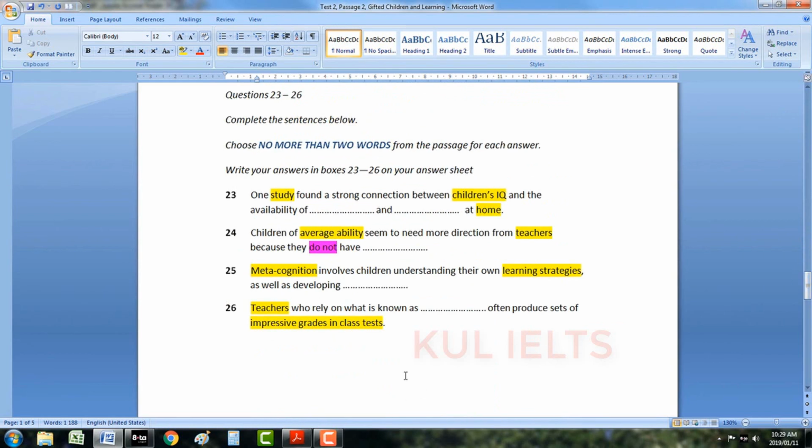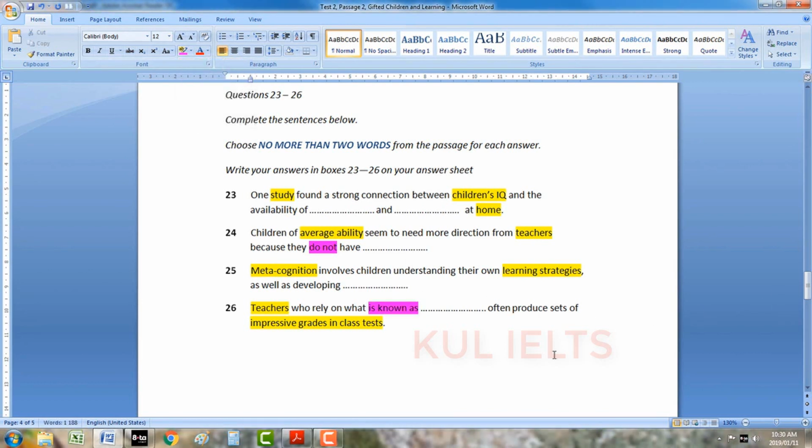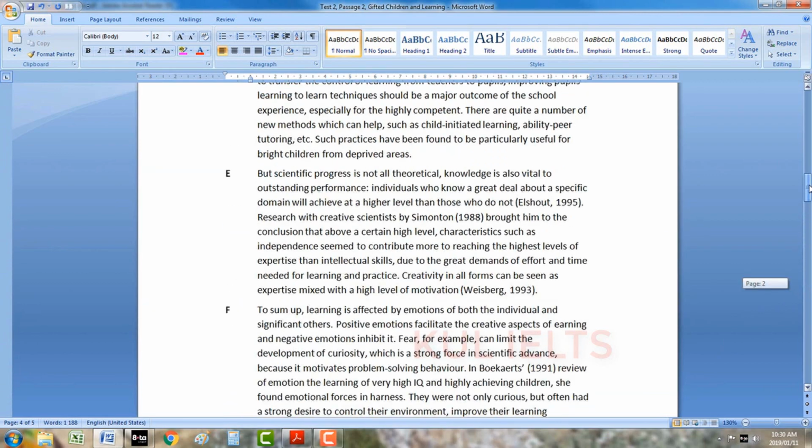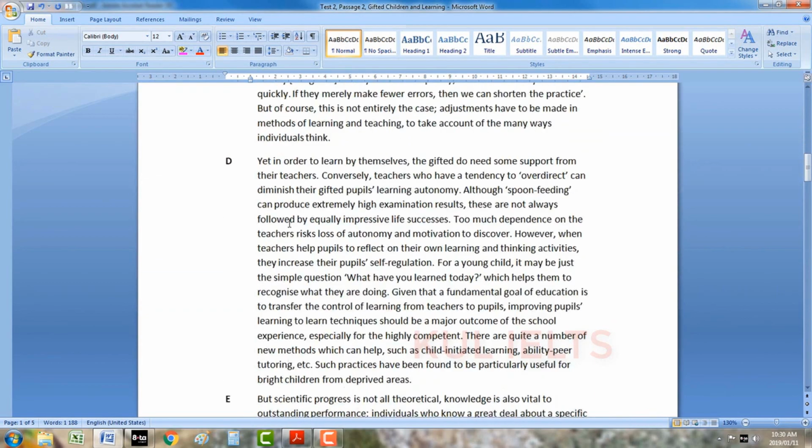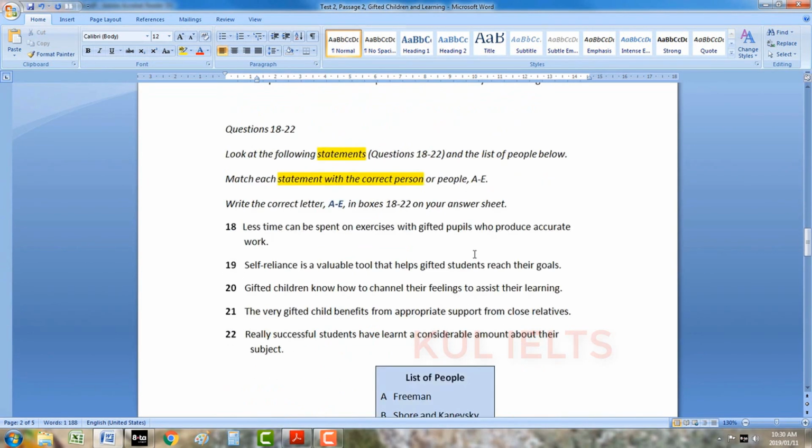Teachers, what is known as, this is also super important structural language. I'll talk about that later. Sets of impressive grades in class tests. Tests is probably the best thing there. Teachers and tests. Often what IELTS does now is they go right to the end, but let's see if they've done that. There's teachers. Examination, maybe. I think that's where it is. Somewhere around there. Okay. Right, so let's just get started.